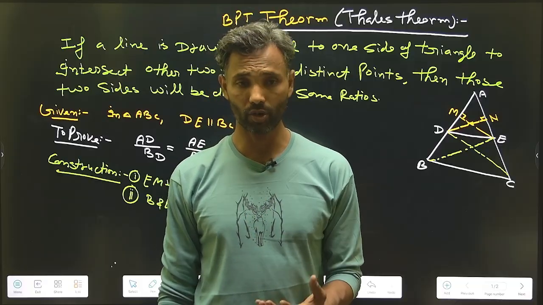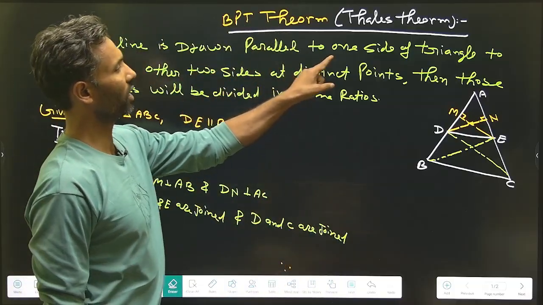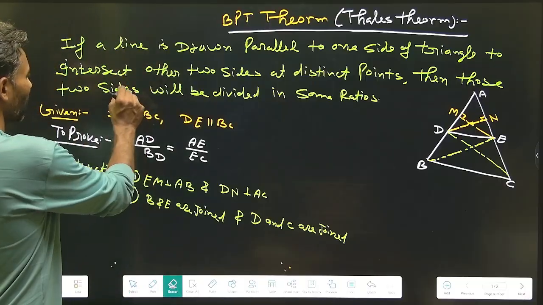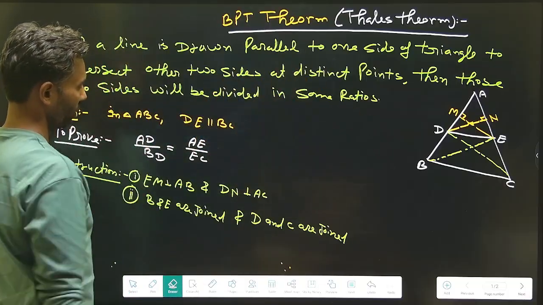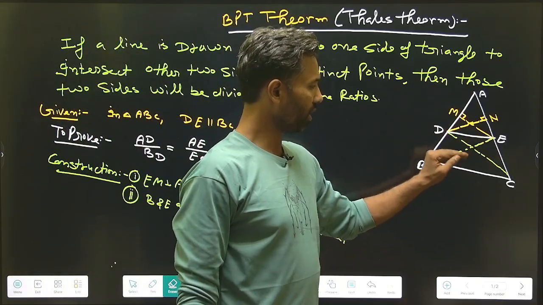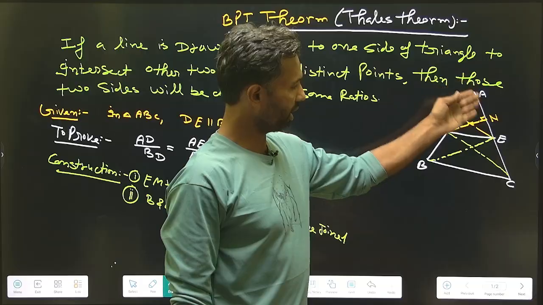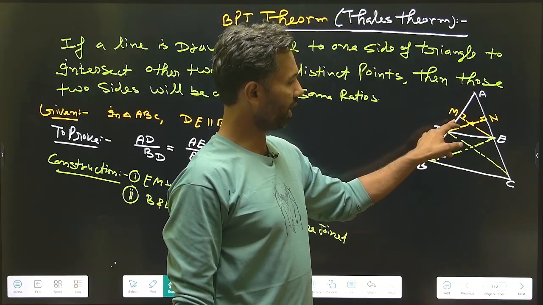So what is the BPT theorem? The BPT theorem says that if a line is drawn parallel to one side of a triangle to intersect the other two sides at distinct points, I mean to say there is a triangle ABC, a line DE parallel to BC is drawn, and it is intersecting AB and AC at two distinct points, D and E.